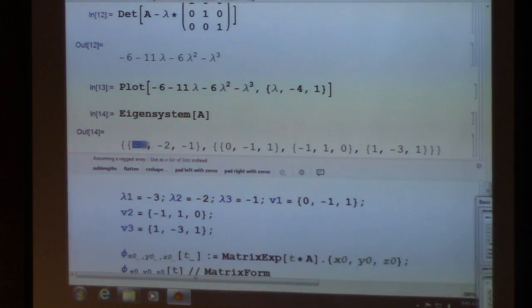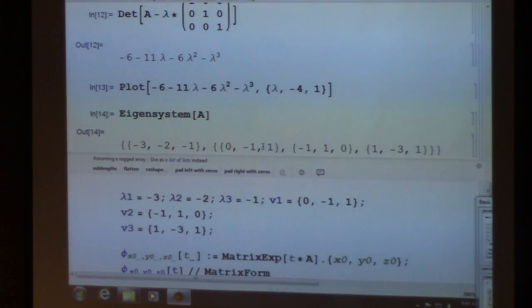The three eigenvalues are negative 3, negative 2, negative 1. These are corresponding eigenvectors. This one, or any non-zero multiple of it, is an eigenvector for negative 3. This one, or any non-zero multiple of it, is an eigenvector for negative 2. And this one, or any non-zero multiple of it, is an eigenvector for negative 1.